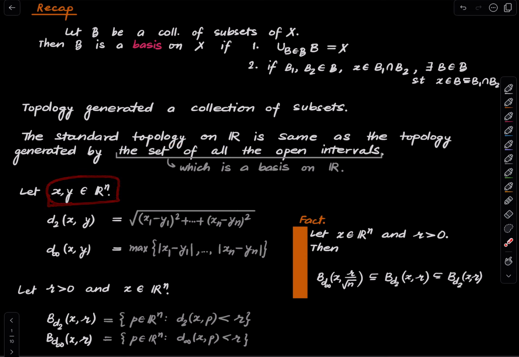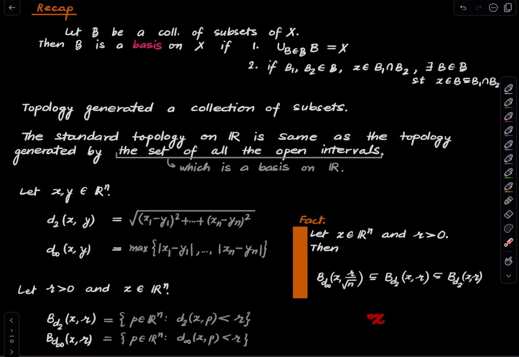We talked about the Euclidean as well as the infinity distance between 2 points in Rn. So if x and y are 2 points in Rn, then their Euclidean distance is defined in this manner, motivated by the Pythagoras' theorem. And the infinity distance was defined in this manner. To visualize them, we defined balls. So the ball of radius r centered at x under the Euclidean distance is the set of all the points in Rn whose distance from x is less than r.